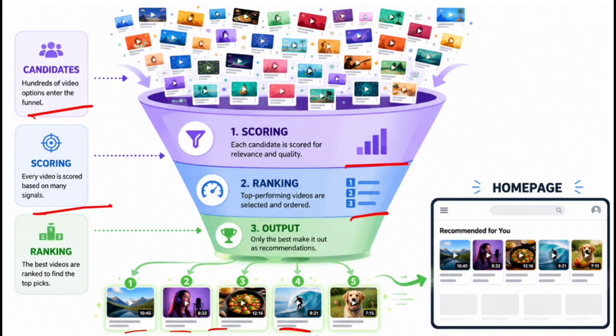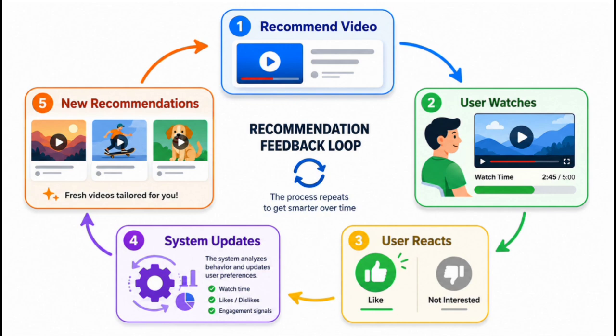This is why two people can open the same platform at the same time and see completely different recommendations. Each person has created a different pattern of signals. Their candidate videos may be different, their scores may be different, and their final ranking may be different. Based on the final ranking, they get the recommendations each time they open the app. A popular video may appear in your recommendations, but a smaller video may rank higher if it matches your interest more closely.